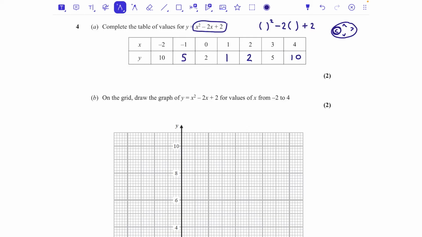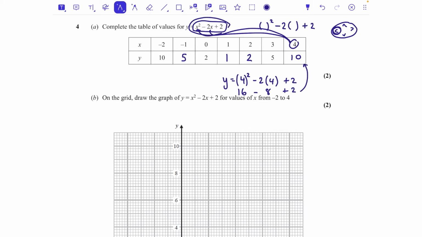I'm happy with that, okay? So all I was doing there, let's just show you with the 4, is putting the 4 where the x is here and where the x is here. So to get y, you need to do 4 squared minus 2 lots of 4, add 2. And by putting it in brackets, you make sure that any negatives are squared correctly. So 4 squared is 16, take away 8, add 2, and that is indeed 10. So that's how we got that answer there. You're just using this as your rule.